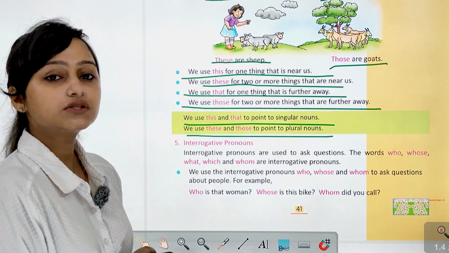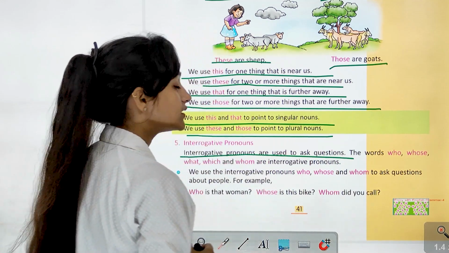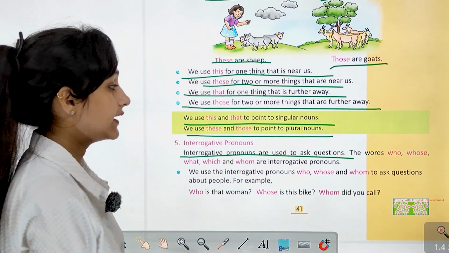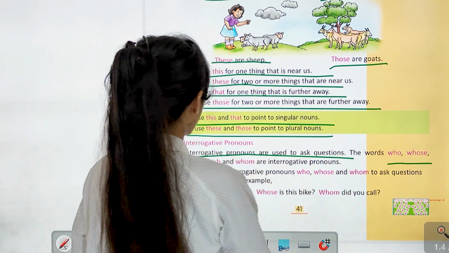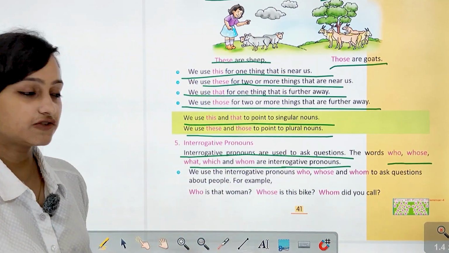Now let's talk about interrogative pronouns. Interrogative pronouns are used to ask questions. ये किस लिए use होती है? Questions ask करने के लिए. The words who, whose, what, which and whom are interrogative pronouns. ये क्या है? Interrogative pronouns है.